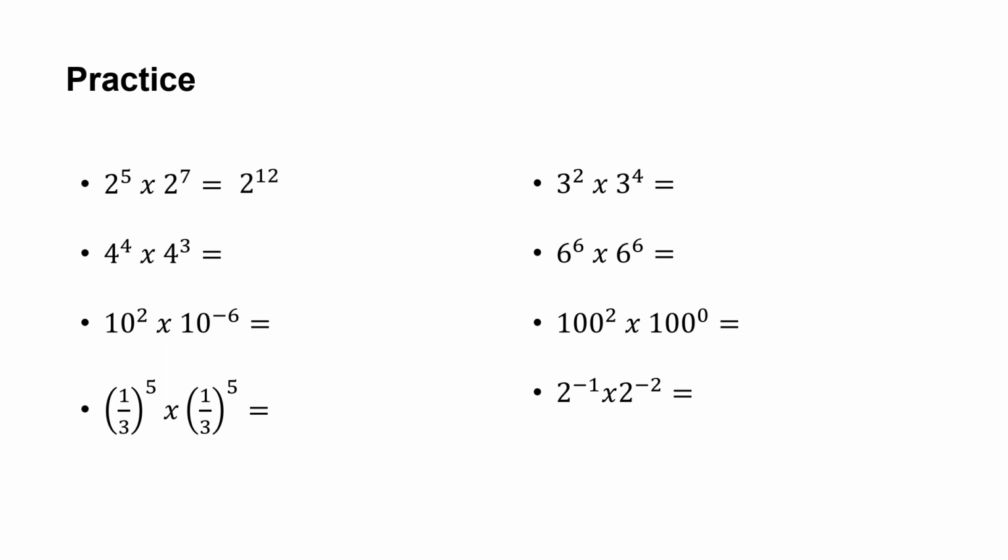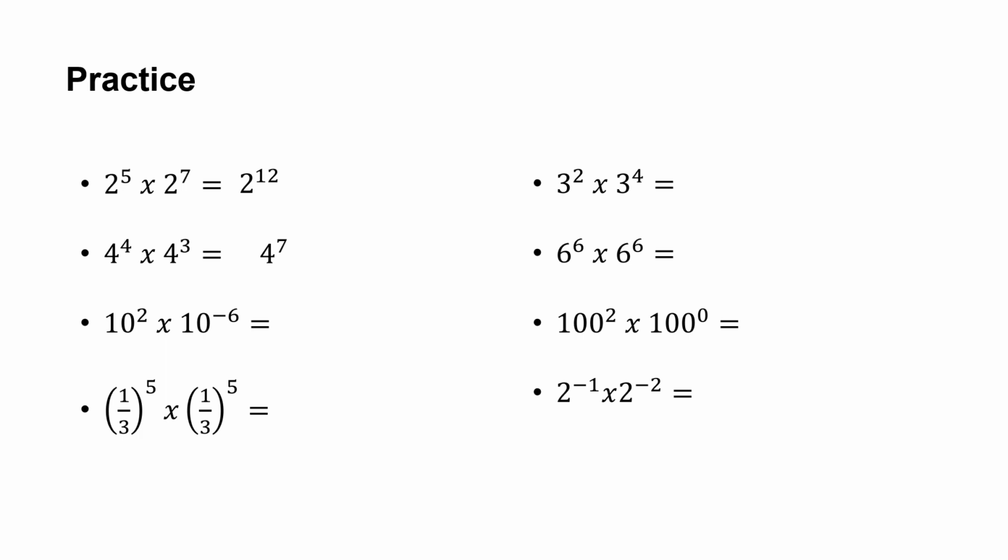So the answer to the first question, we have 2 to the power of 5 times 2 to the power of 7. So in this case, the exponents are 5 and 7. So we just add those together and we get 2 to the power of 12. For the next question, we have 4 to the power of 4 times 4 to the power of 3. Our exponents are 4 and 3. We add these together and we get 4 to the power of 7.